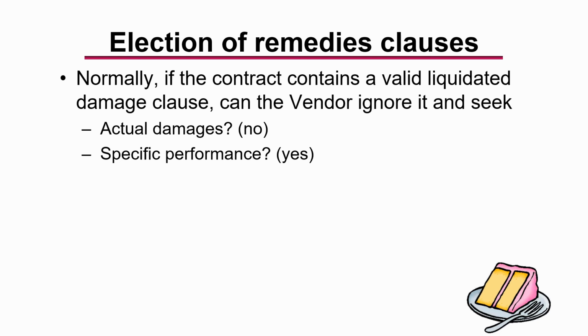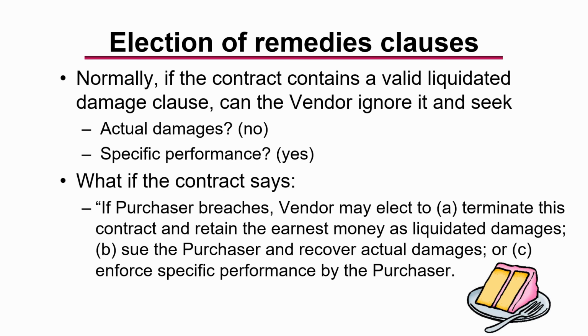What if the contract has a clause in it that seems to give the vendor the choice of actual or liquidated damages? Here's a clause. If the purchaser breaches, the vendor may elect to (a) terminate the contract and retain the earnest money as liquidated damages, or (b) sue the purchaser and recover actual damages, or (c) enforce specific performance by the purchaser. There's no problem with C, enforcing specific performance. That's certainly going to be allowed.